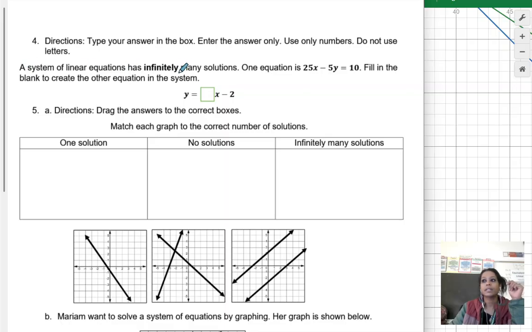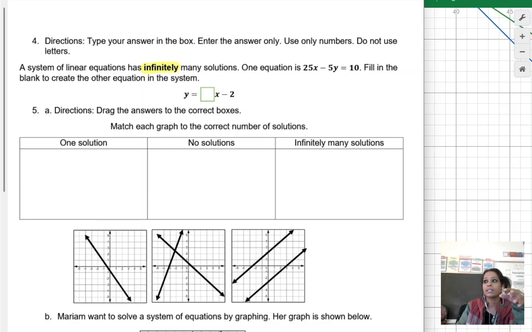A system of linear equations has infinitely many solutions. One equation is 25x minus 5y equals 10. Fill in the blank to create the other equation to the system. So basically, we just have to put a number here. Now, when it says infinitely many solutions, we know what the graph should look like.